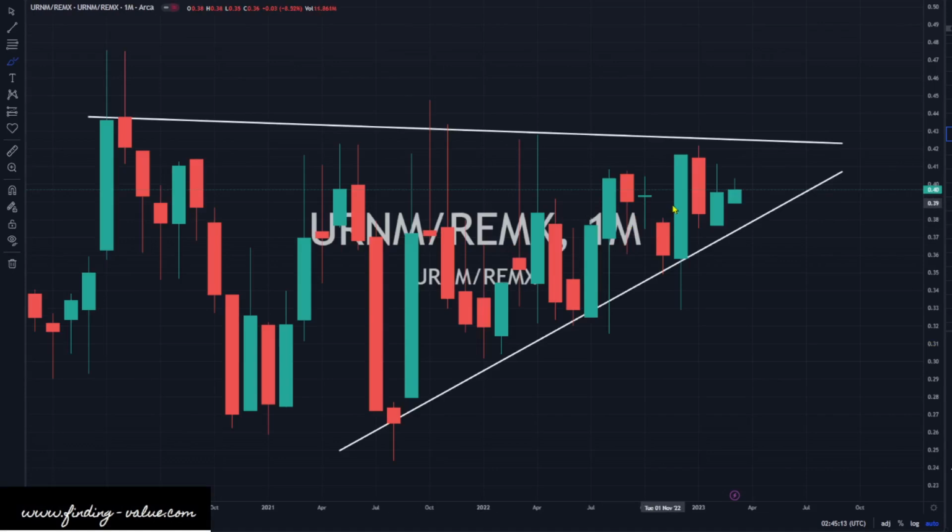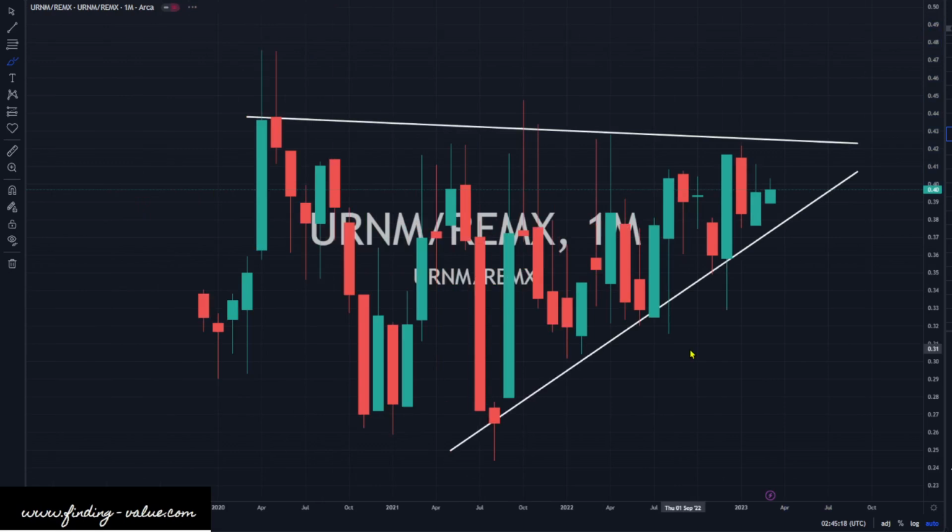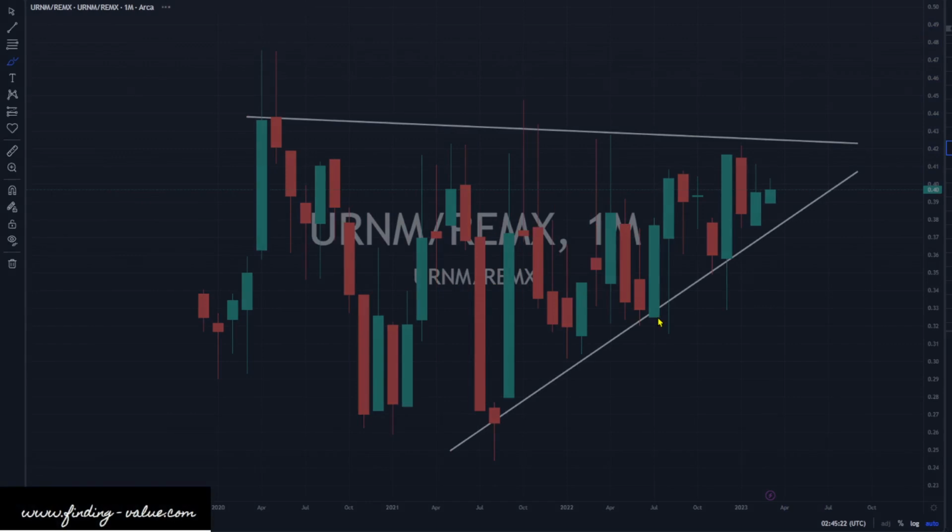URNM still squeezing up against REMX. Will we see this break and move to the upside? That means URNM could have a very big outperformance ahead of us. So that could be good for uranium.